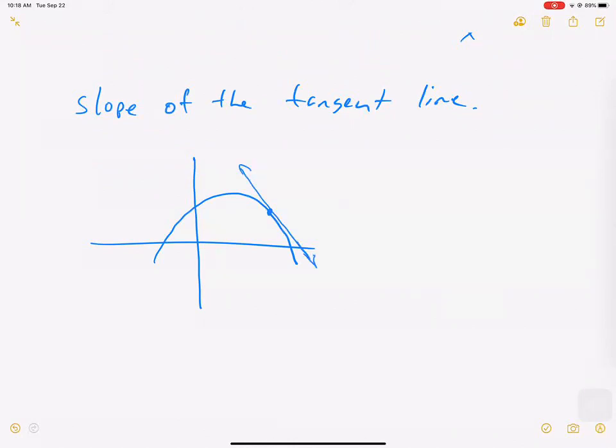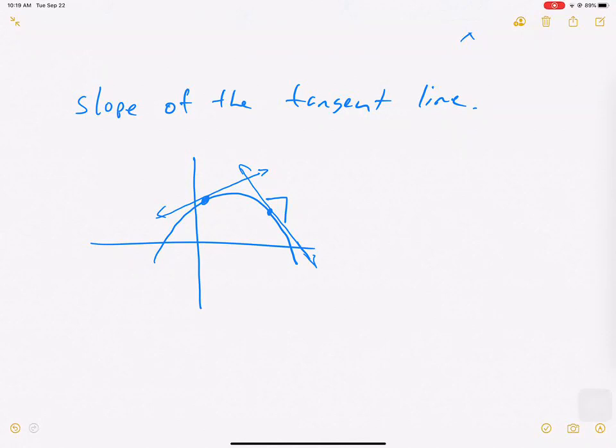Okay? The tangent line is a line that touches the curve exactly at one point, and the slope is how much that line is changing. Now the cool thing is that for any curved surface, the tangent line is always moving and the slope is always changing. So if I draw another point right here, that tangent line would totally be different because it's the line that touches the graph at exactly one point.